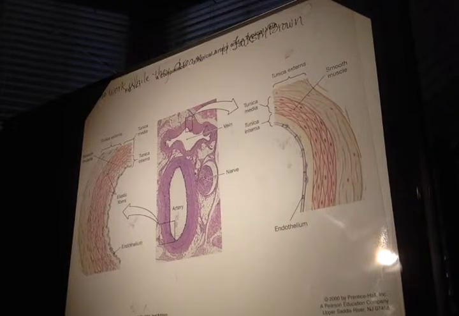And then you have the tunica externa, which in some books is called the tunica adventitia. The tunica externa is pretty much connective tissue.